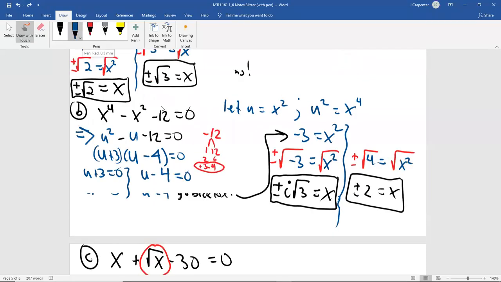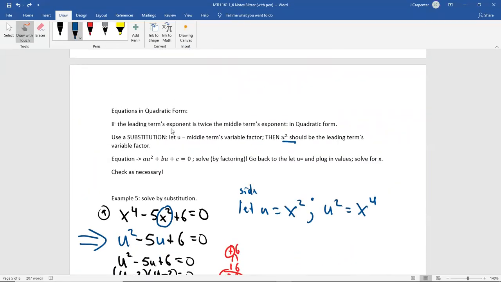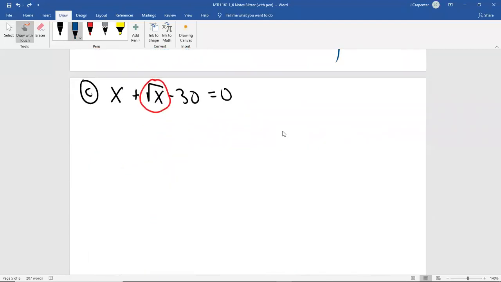All right, so let's see. The whole idea for this method to work is the leading term's exponent has to be twice the middle term's exponent. And you're looking at this and going, well, that's not the case. This is a 1 and this is a square root. How can you even compare those? Well, here's the thing. The square root of x is the same thing as x to the 1/2. We just went over that rule earlier. So this exponent is really a 1/2 when you think about it that way. This exponent is a 1, and guess what twice a half is? You're right, it's 1. So this is actually in quadratic form.